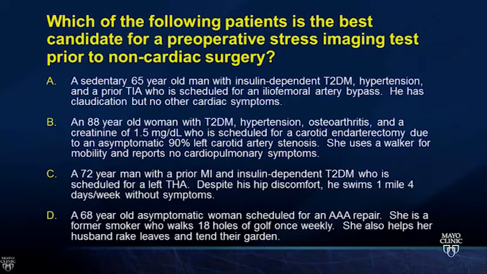A 72-year-old man with a prior MI, insulin-dependent diabetes, scheduled for a THA, still swims a mile 4 days a week. A 68-year-old asymptomatic woman scheduled for a AAA repair. She's a former smoker but walks 18 holes of golf and rakes leaves and tends their garden. Which of the following patients is the best candidate for a preoperative stress imaging test?